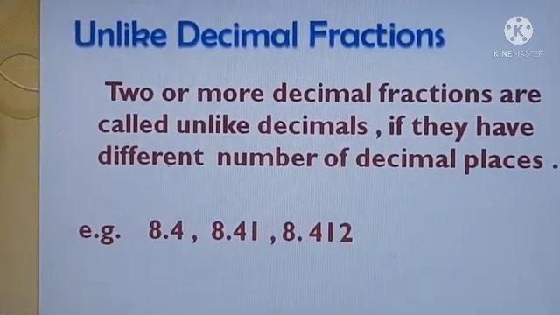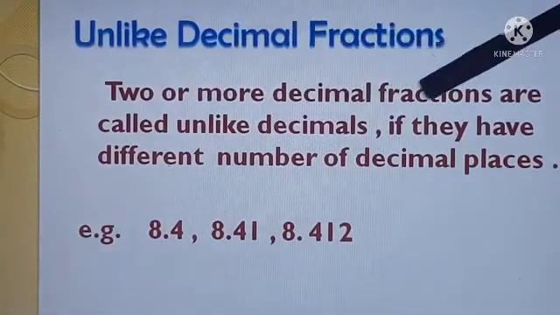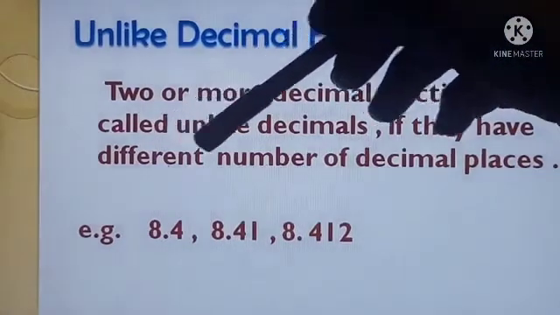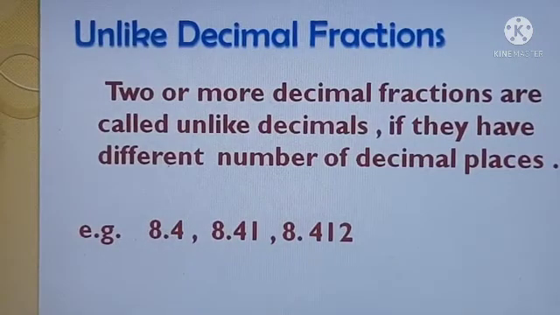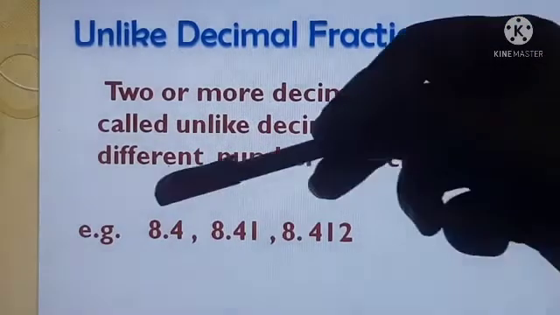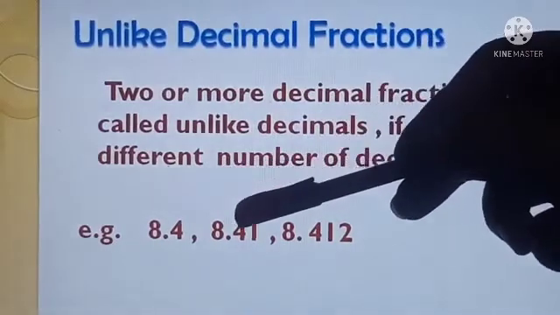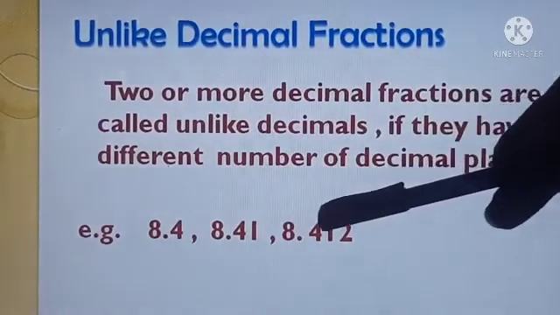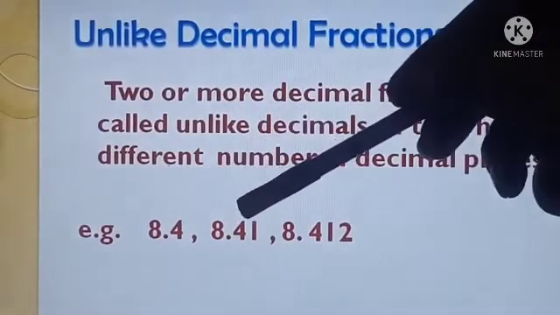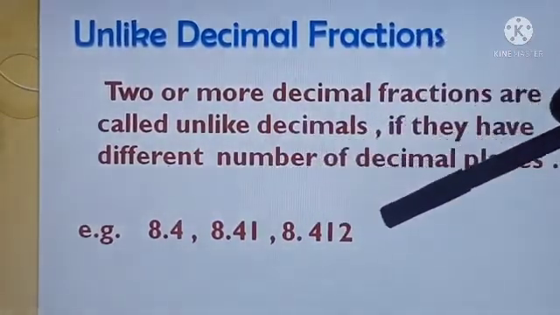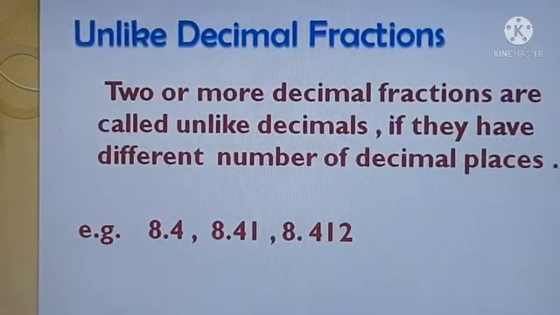Unlike decimal fractions: two or more decimal fractions are called unlike decimals if they have a different number of decimal places. If the decimal places are of different numbers, then these are unlike decimals. Look here, 8.4, 8.41, 8.412. So after the decimal there is one place, then 2 places, then 3 places. So these are unlike decimal fractions.